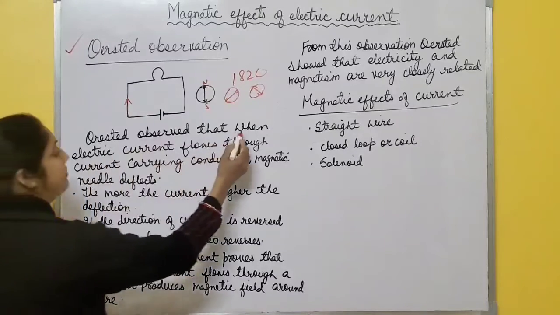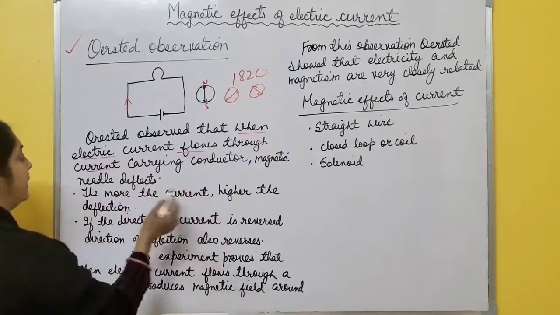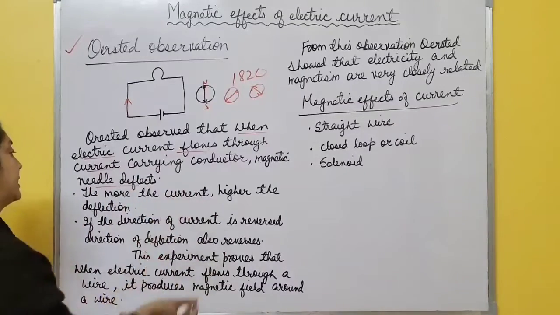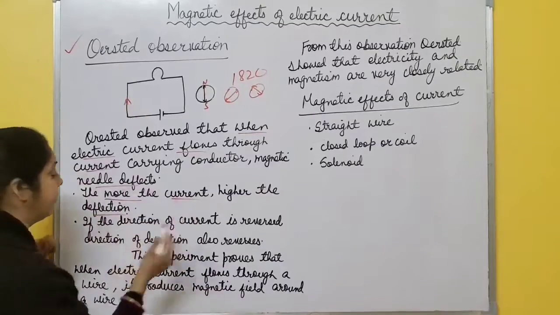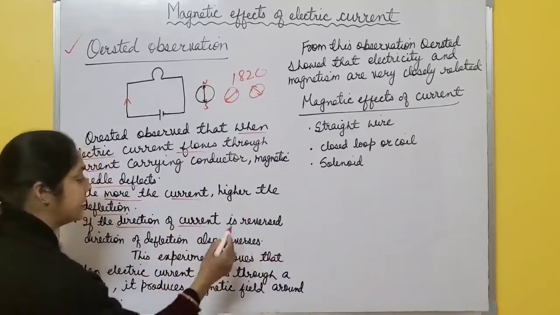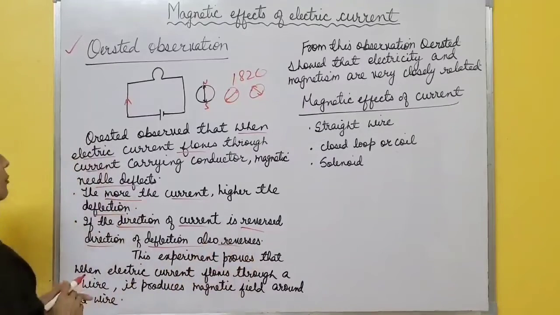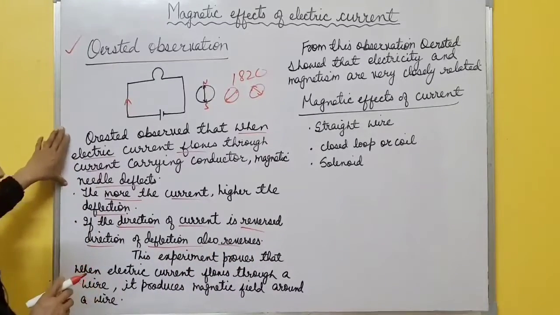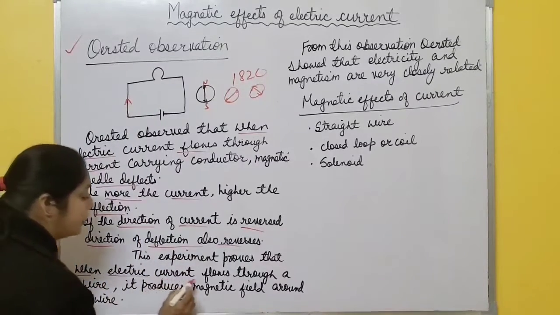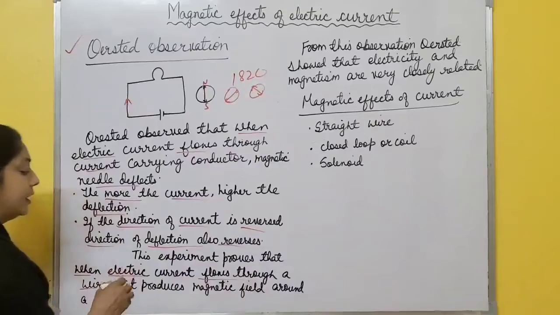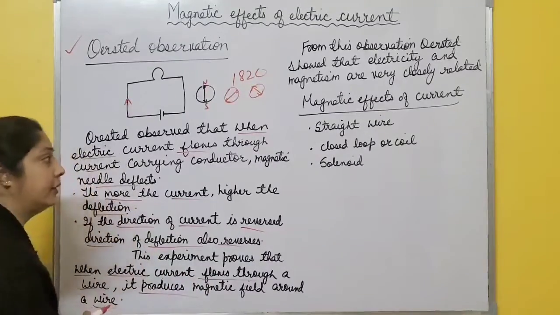First he observed that when current flows through a current carrying conductor or wire, the magnetic needle deflects, and the more the current, the higher the deflection. And if the direction of current is reversed, then the direction of deflection also reverses. From this he concluded that this experiment shows that when electric current flows through a wire, it produces a magnetic field around the wire. Why magnetic field?